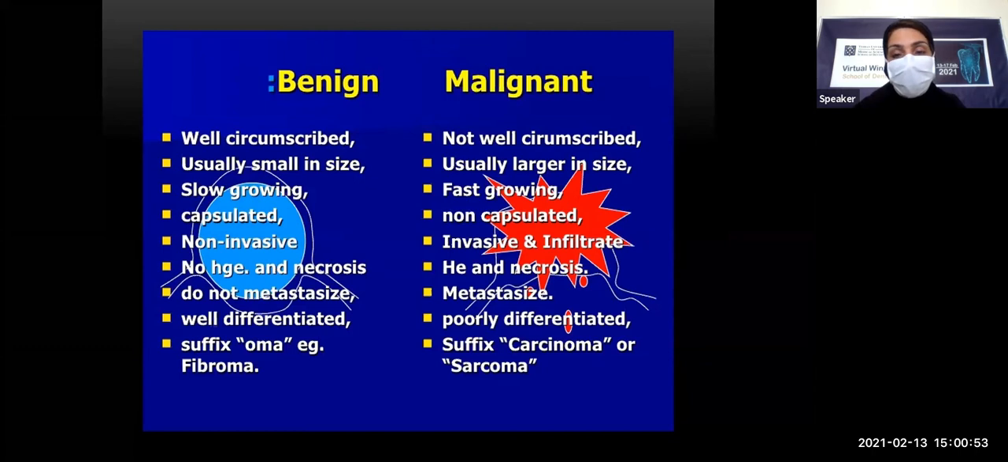metastasize. And unlike benign lesions, malignant lesions are not well circumscribed. Usually they are larger in size, fast growing, non-encapsulated, and invasive and infiltrative to the surrounding tissue. And we face hemorrhage and necrosis in some cases, and the malignant lesion can have metastasis.